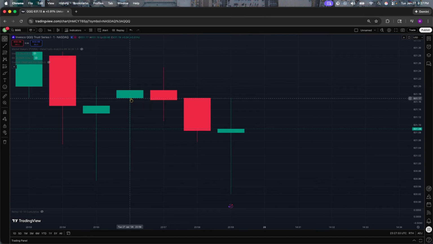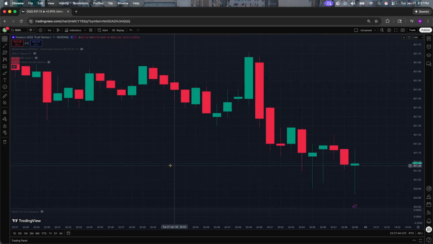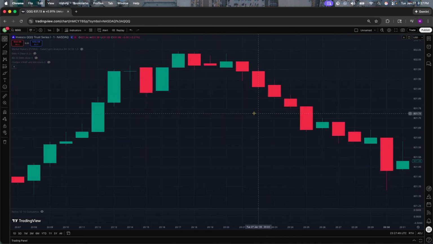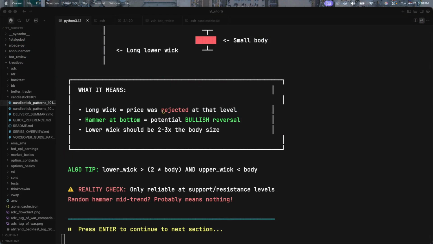They tried to push the price up, but then they failed because we see this wick here, and this wick is letting us know that there's rejection, right? And then we have the inverted hammer. The inverted hammer is right here, and the sellers tried to push the price down, but it was rejected, and we see that wick populating here. So what this means is that the long wick equals the price was rejected at that level.